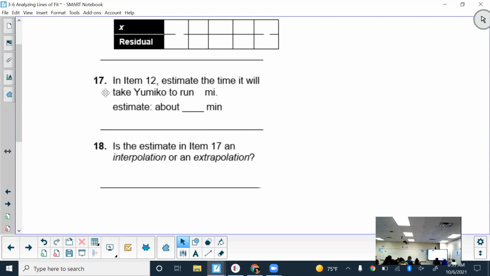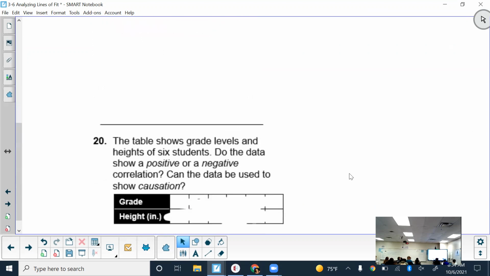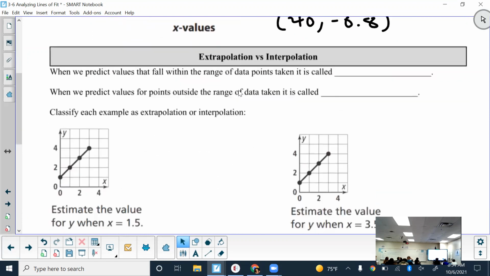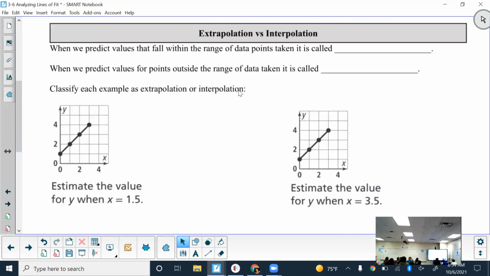And then this one's more like a problem from yesterday, but it says in item 12, so like I said, all the questions relate back to each other. In item 12, estimate the time it'll take Yumiko to run blank miles. So I whited out how many miles, but you would plug that into your equation and solve. Number 18 is what we'll figure out right now, interpolation versus extrapolation. And then we'll do 20 later too. But any questions so far? Sorry if it feels like we're taking a lot of notes. It's just like the loose ends that we need to tie up.